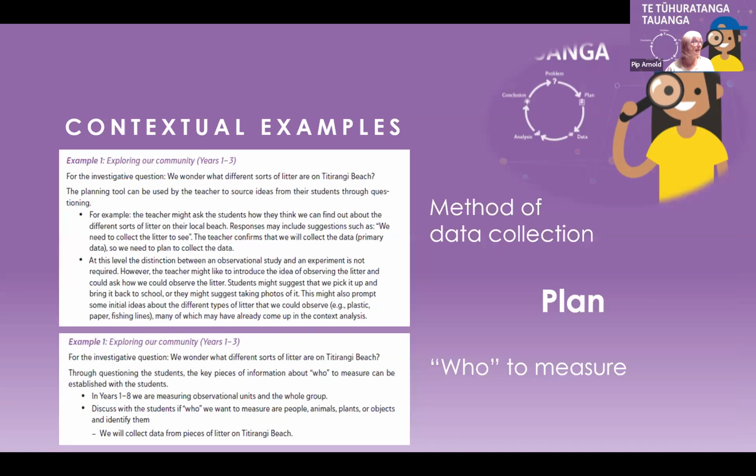And then we get into the plan. So we start, you can see here, this is now specifically in a teaching example at the end of the chapter. So it's years 1 to 3, and it's talking about the method, so the splits around the method of data collection.